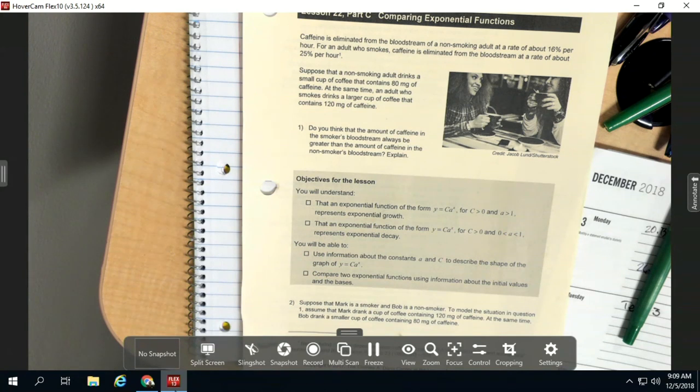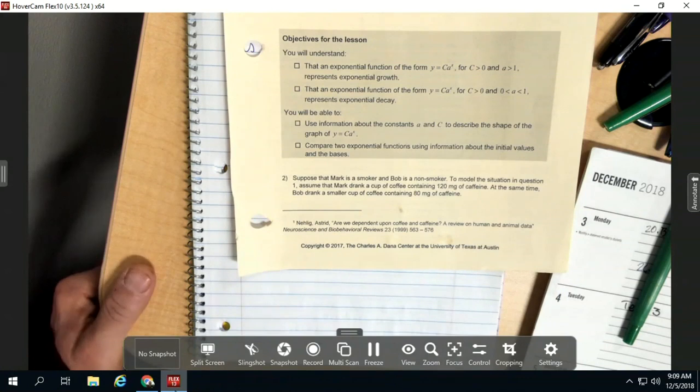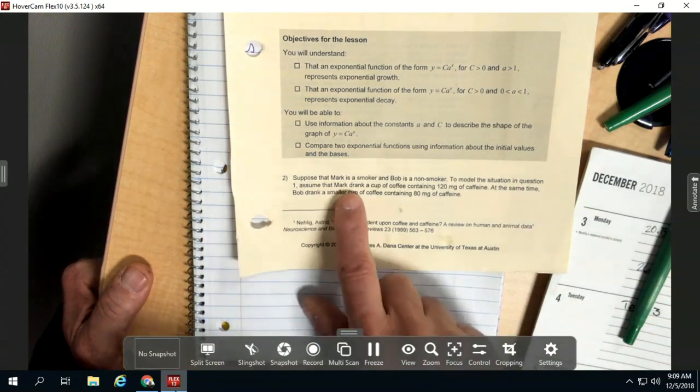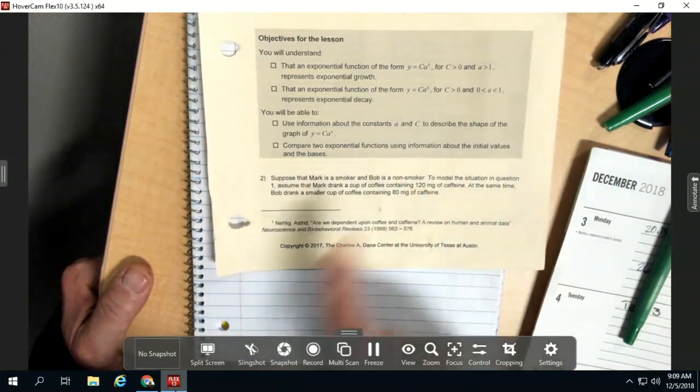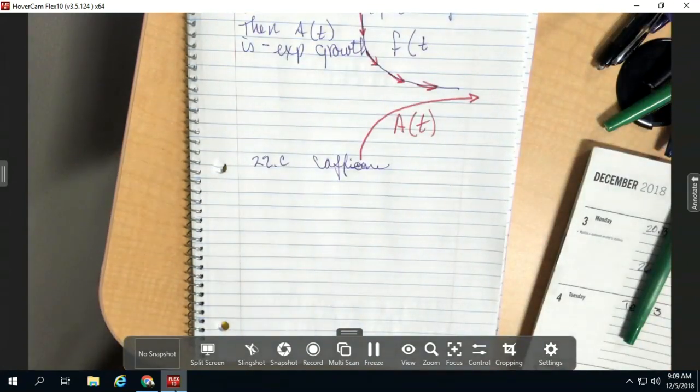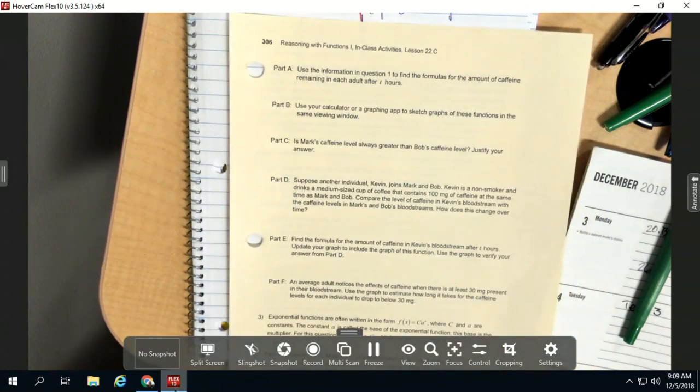Probably not, right? Okay? And that's what we're going to find out in this lesson. Down at the bottom of the page, it says, suppose that Mark is a smoker, Bob is a non-smoker. To model, assume that Mark drank a coffee containing 120 milligrams. Bob drank one containing 80 milligrams. Use the information to find a formula for the amount of caffeine remaining in each after t hours.